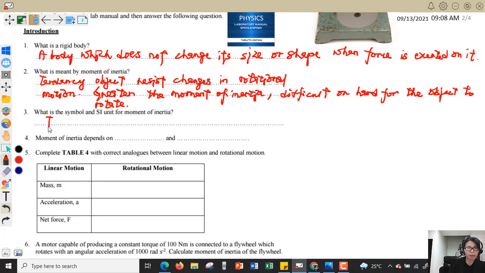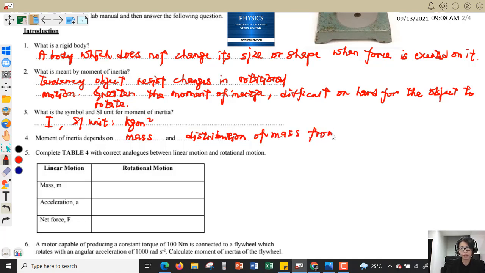What is the symbol we use to represent moment of inertia? We use the symbol capital I to represent moment of inertia. The SI unit for moment of inertia will be kg meter squared. Moment of inertia depends on mass and also the distribution of mass from the axis of rotation.